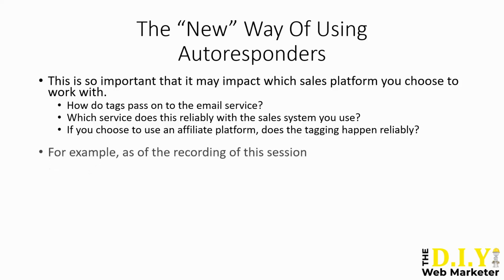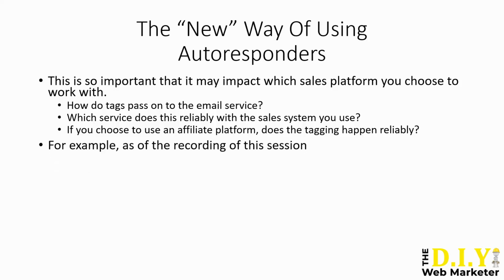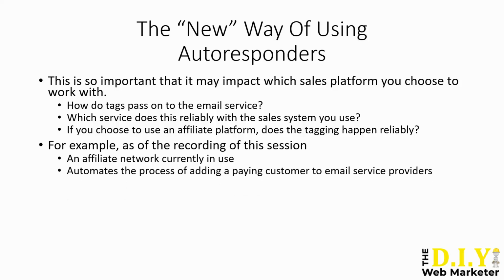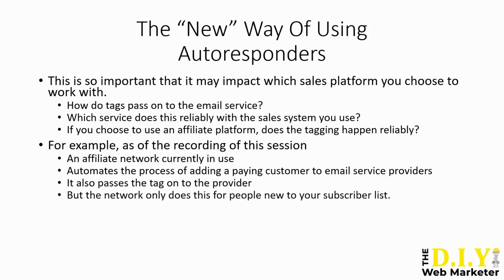This is a very important thing for you to determine, because as of the recording of this session, one affiliate network, and we're not going to name them, that's currently in use, does automate the process of adding a paying customer to your email service provider. So it does that correctly. That affiliate network passes the tag on to the provider. It does that correctly. But the network only does this for people new to your subscriber list.